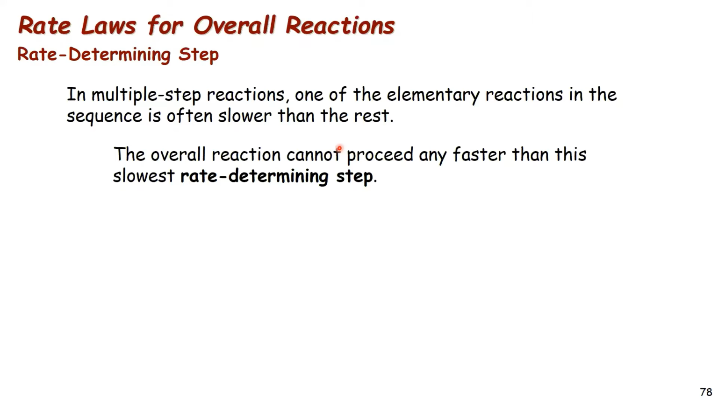Okay, so it's like driving down a single lane road. You're only going to go as fast as the slowest person going down the road. You might have some choice words, some sign language, but no matter what, you're only going as fast as the slowest person driving down the road. Okay, so that's what we call the rate determining step. The slowest of the elementary steps is the rate determining step.